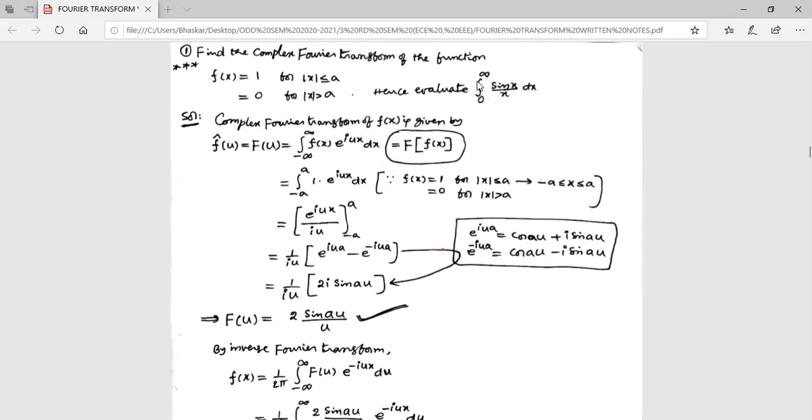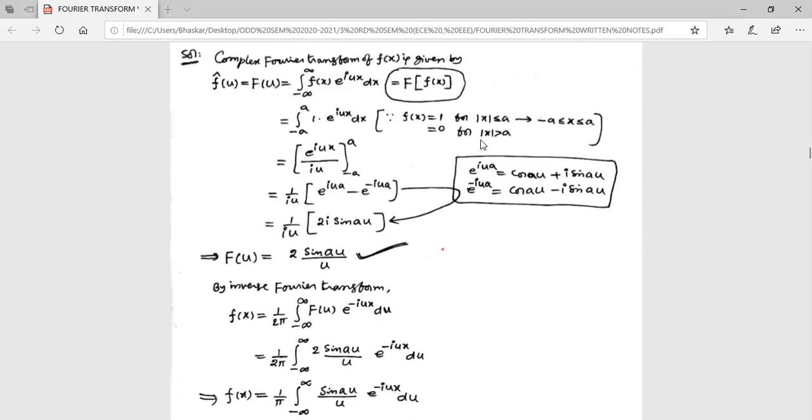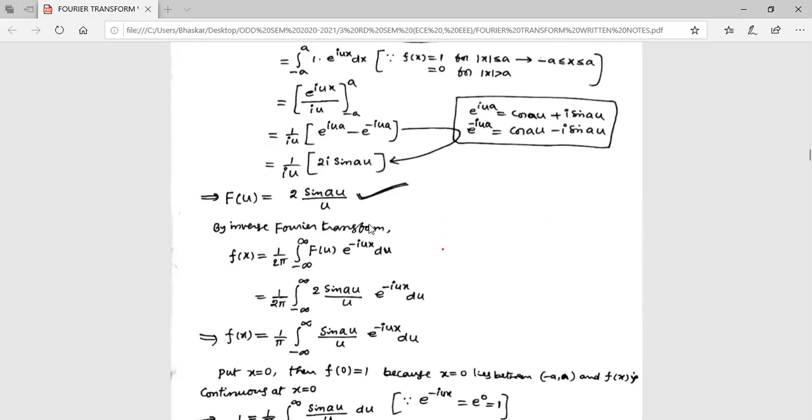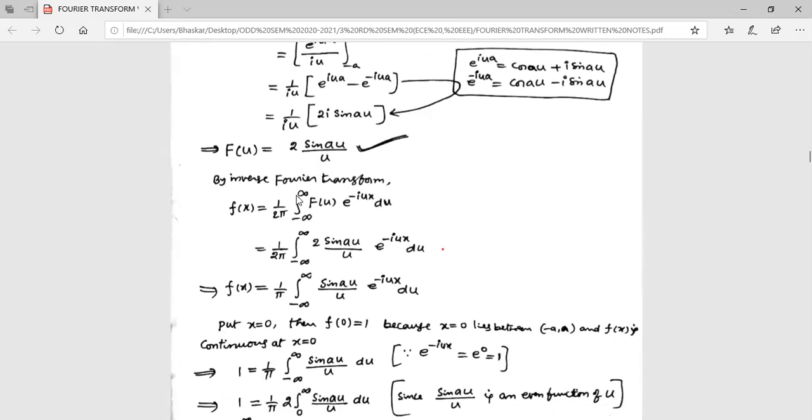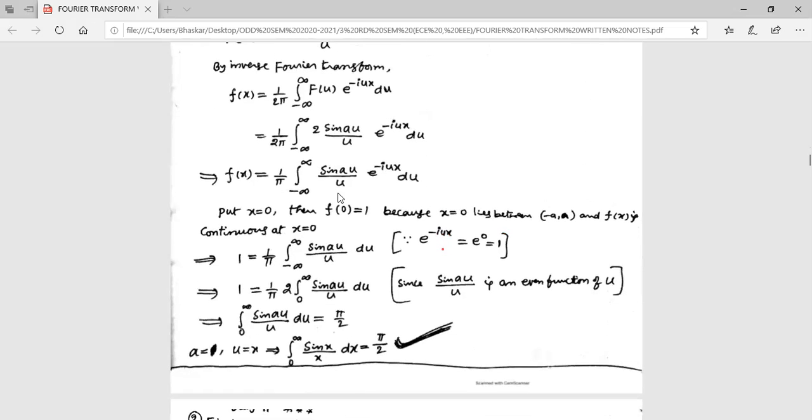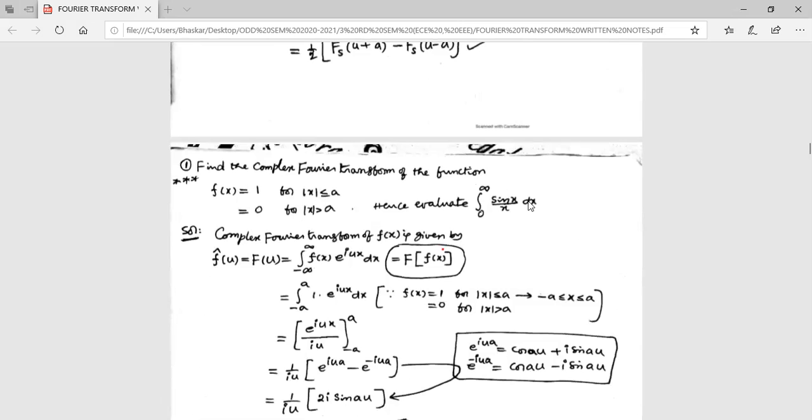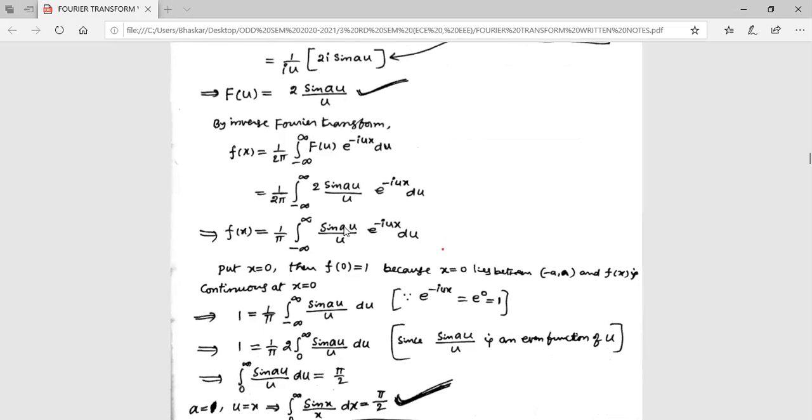At the same time, we have to evaluate the integral from 0 to infinity of sine x by x dx. For that I am using the infinite Fourier transform: f of x equals 1 by 2 pi times the integral from minus infinity to plus infinity of F of u e power minus iux du, substituting the function F of u here. Now cancelling the 2, 1 by pi is already outside. Now just compare with our concept here: sine x by x dx means here sine au by u will be there, and in the place of x, u will be there. That's why I want to replace u with x. At the same time, I am going to substitute a equals 1 also.